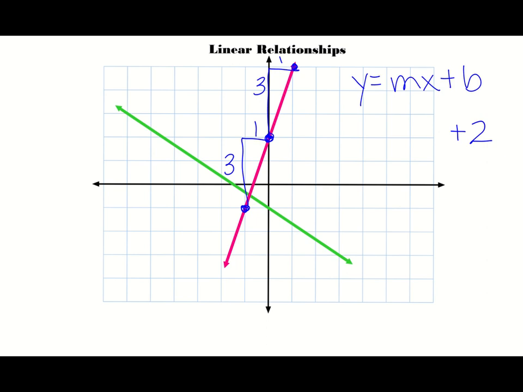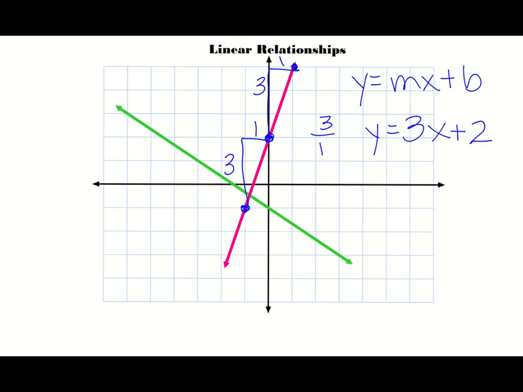So you're not always going to count the boxes. Sometimes you have to count by whatever the graph is going up. This time my rise is 3 over 1. So when I simplify that, I get a slope of 3, and it's a positive slope. So that's the equation for the pink line.